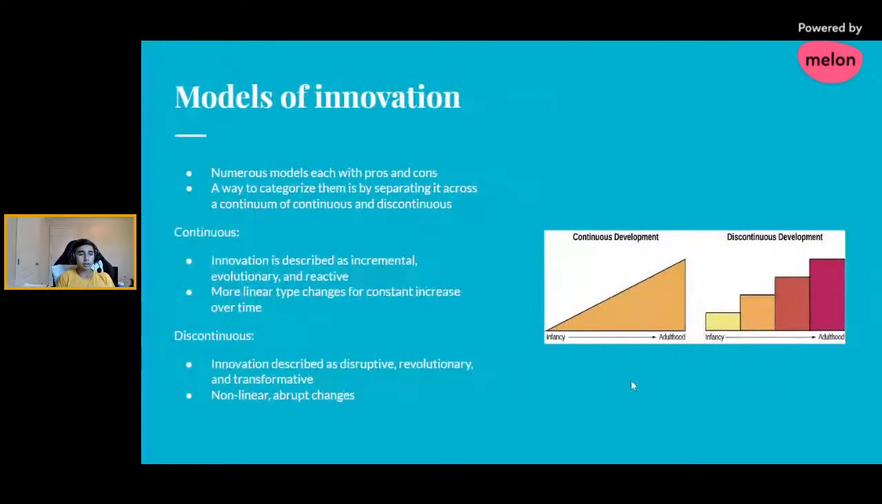All right, now let's talk about the models of innovation. There are two we have here, and there are numerous models which each have their own pros and cons. A way to categorize these is by separating them across a continuum of continuous and discontinuous. Continuous is where innovation is described as incremental, evolutionary, and reactive, and it's a more linear type of change.